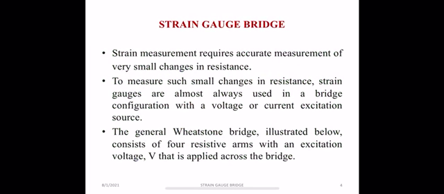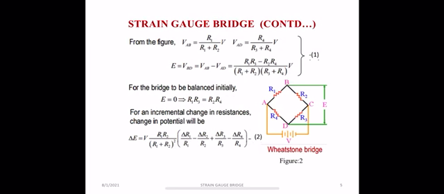What is a strain gauge bridge? Strain measurement requires accurate measurement of very small changes in resistance. To measure such small changes in resistance, strain gauges are always used in a bridge configuration within a voltage or current excitation source. The general Wheatstone bridge illustrated below consists of 4 resistive arms with the excitation voltage V applied across the bridge. From the figure, we can see that VAB equals R1 by R1 plus R2 into V, and VAD equals R4 by R3 plus R4 into V.